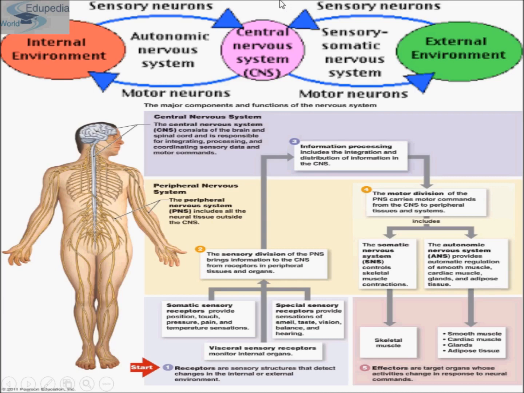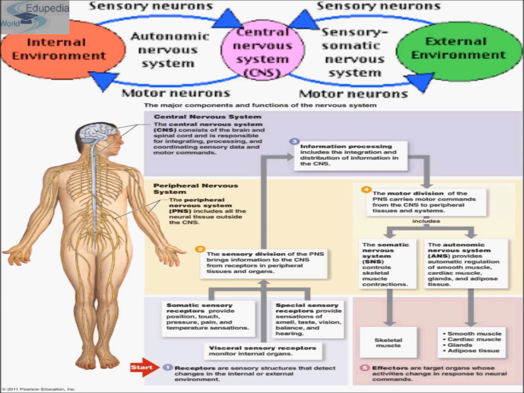Now comes your sensory or somatic nervous system. In this, what happens is, from the external environment, sensory neurons transmit information to the central nervous system, and they respond via motor neurons. So that is known as your sensory somatic nervous system. These two systems, that is autonomic nervous system and sensory somatic nervous system, together form your peripheral nervous system.